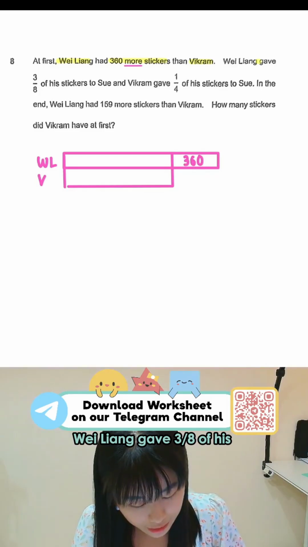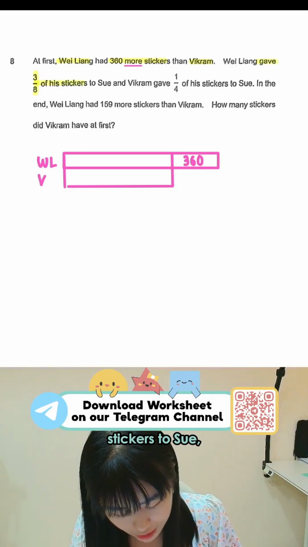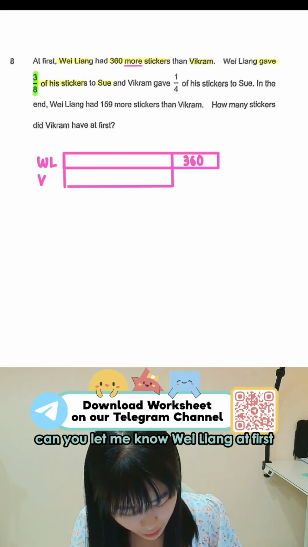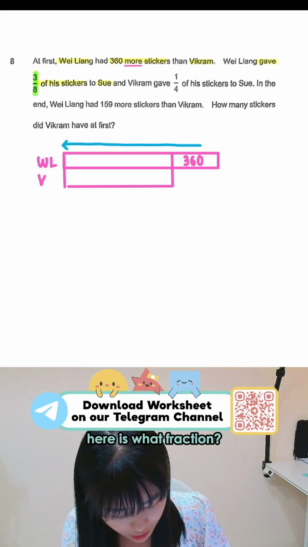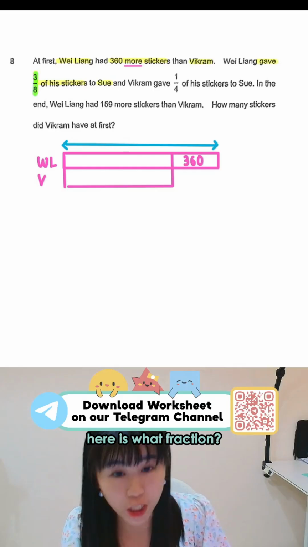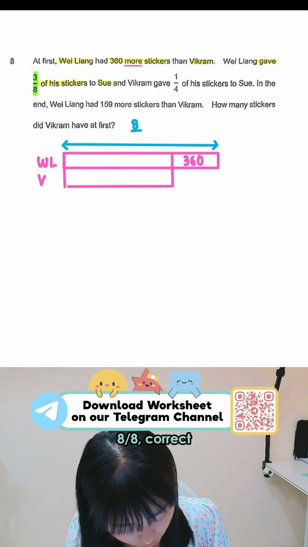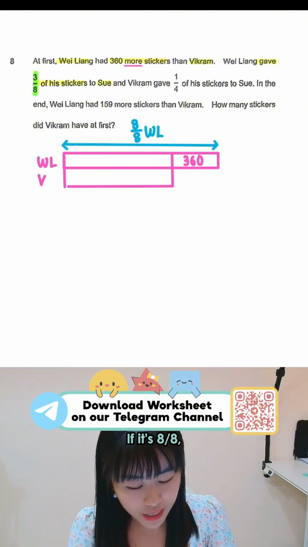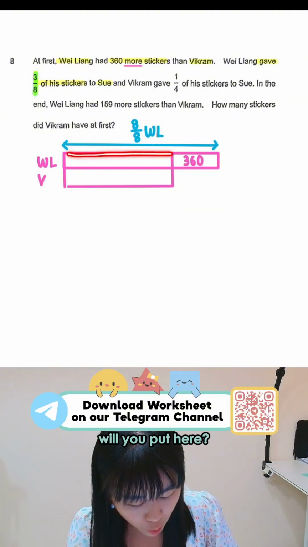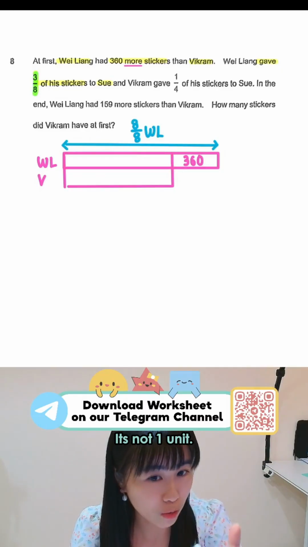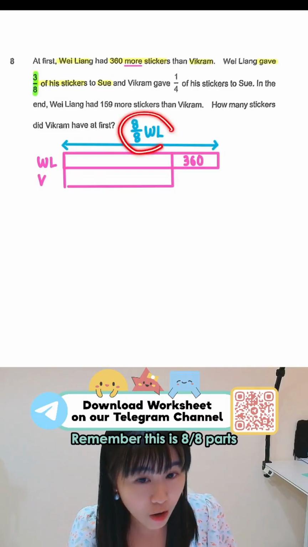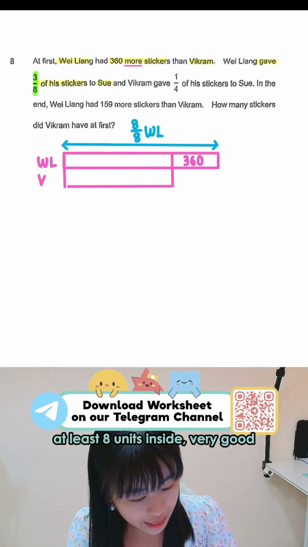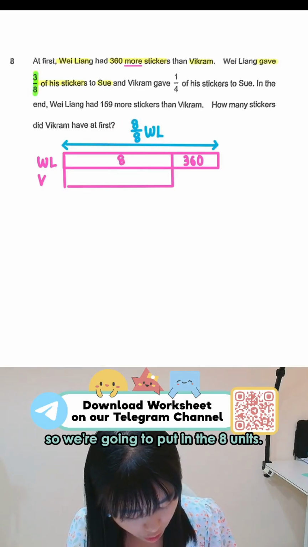Wei Liang gave 3/8 of his stickers to Sue. The fact that Wei Liang gave 3/8, right? Everybody, can you let me know Wei Liang at first here is what fraction? 8 out of 8. Correct? That's for Wei Liang. If this is 8 out of 8, tell me how many units will you put here? Not 1 unit. You remember this 8 out of 8 part, so you don't want it to be 1, because later you cannot divide 1 by 8. At least an 8 unit inside. Very good. So we're going to put in the 8 unit.